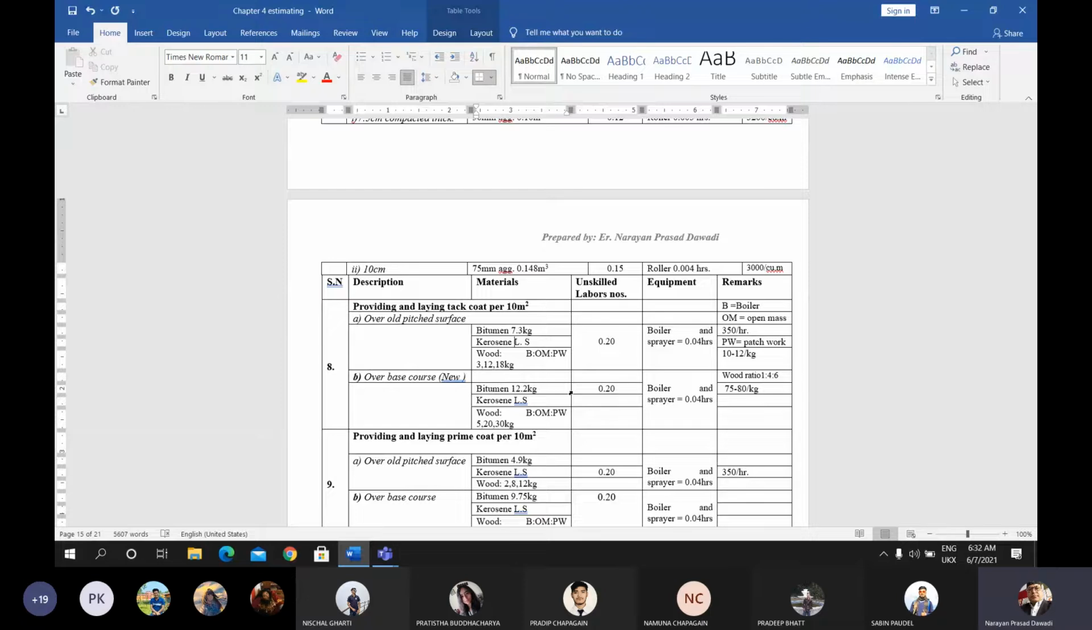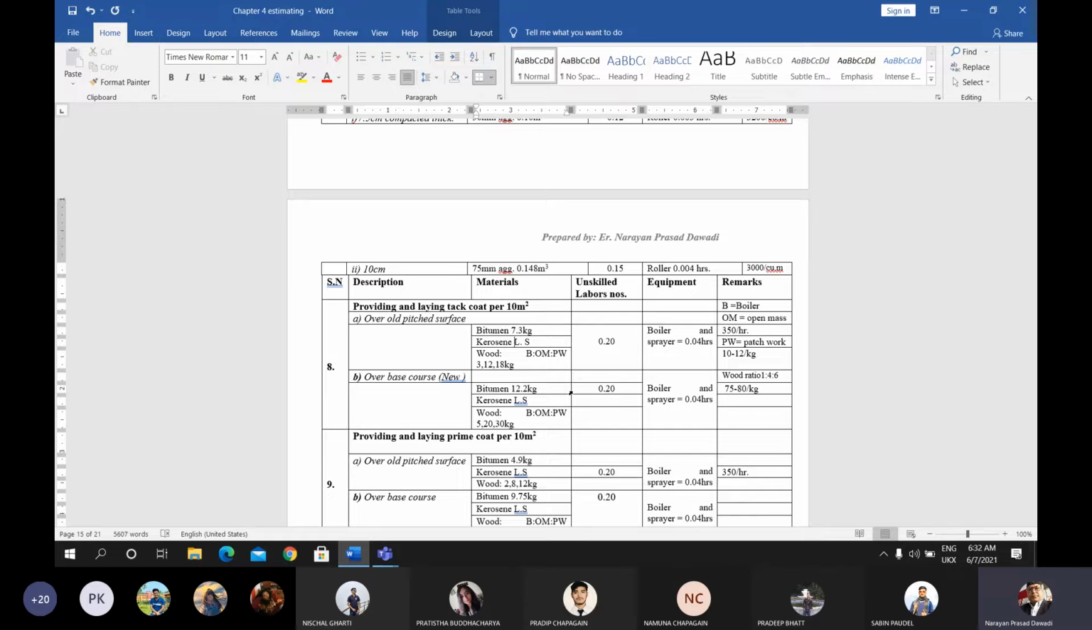Providing and laying tack coat for 10 meter square. Analysis of rates for providing and laying tack coat over old pitch surface for 10 meter square. This is the heading for A, and the materials are bitumen 7.3 kg, kerosene lump sum, wood for boiler 3 kg, for open mass 12 kg, and for patchwork 18 kg.